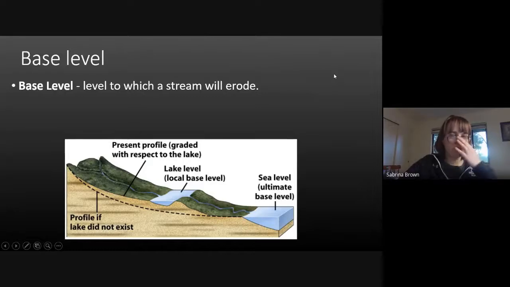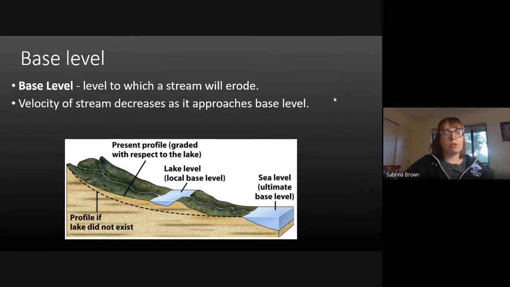And then base level is also important to determining what a stream is going to look like. And the base level is just a fancy way to say the level to which a stream will erode. And so base level, the ultimate base level is sea level, right? So at an elevation of 0 where the ocean is. All rivers eventually lead to the ocean. So our ultimate base level is the ocean. We sometimes also have localized base levels, like if we have large lake systems, like the Great Lakes, that would be a local base level, where streams are going to erode down to that base level.